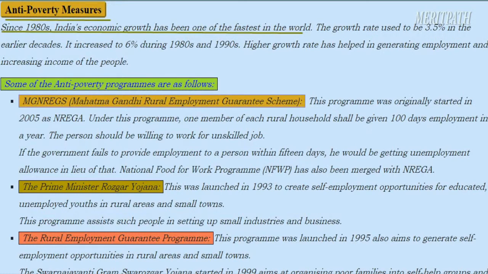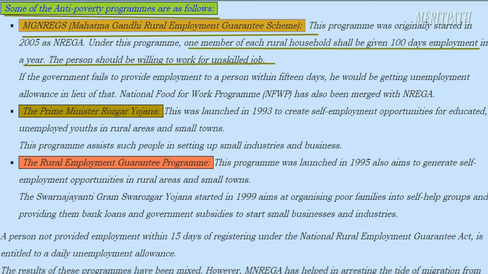Next is anti-poverty measures. From 1980, India's economic growth has been among the fastest in the world. The growth rate used to be 3.5% earlier, and increased to 6% during the 1980s and 1990s. So this high growth rate generated employment and increased the income of the people. First, some of the anti-poverty programs are as follows. Mahatma Gandhi Rural Employment Guarantee Scheme.